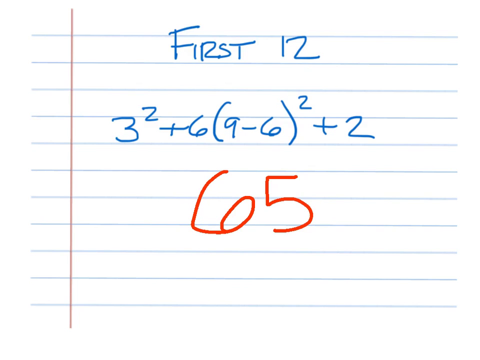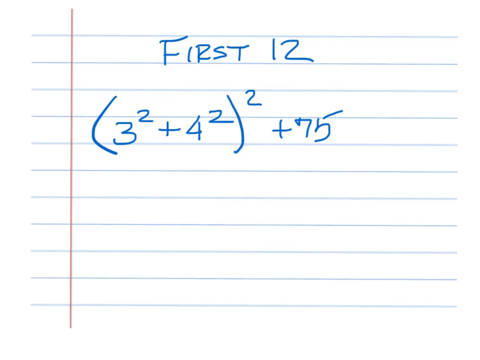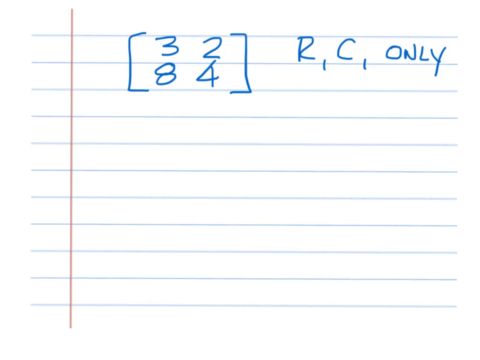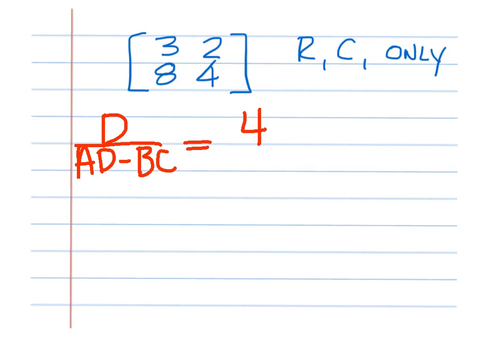Okay, answer for this one should be 65. Bonus number 2. Okay, answer for this one is 700. Okay, solution for practice problem number 1. We want row 1, column 1 only of our inverse of 3, 2, 8, and 4. The inverse of the first number in our matrix is going to be D over AD minus BC. That's going to be 4 over 3 times 4, which is 12, minus our B times C, which is 16. That'll give us 4 over -4, which is -1.